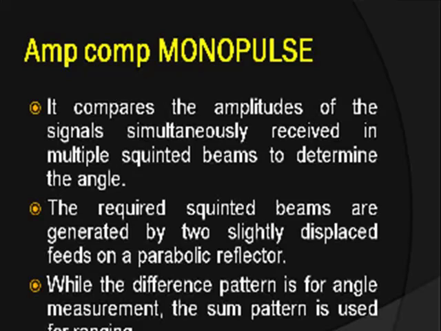Amplitude comparison monopulse compares the amplitudes of the signals simultaneously received in multiple squinted beams to determine the angle. The required squinted beams are generated by two slightly displaced fields on a parabolic reflector. While the difference pattern is for angle measurement, the sum pattern of the antenna is used for range measurement.